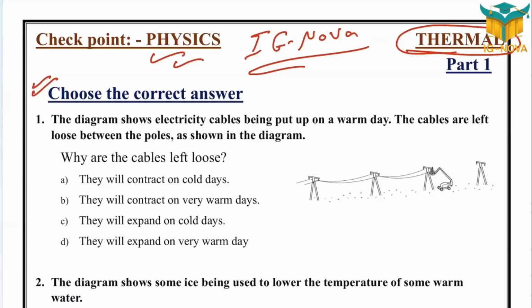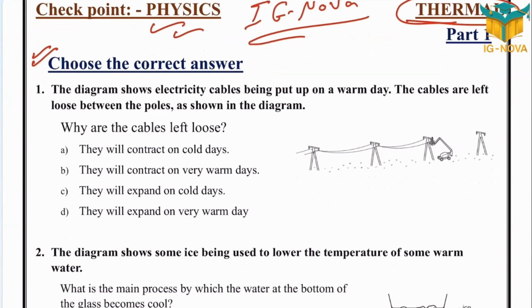Let's start. First question. The diagram shows electricity cables being put up on a warm day. The cables are left loose between the poles, as shown in the diagram. We have here these cables on a warm day. Why are they left loose here?